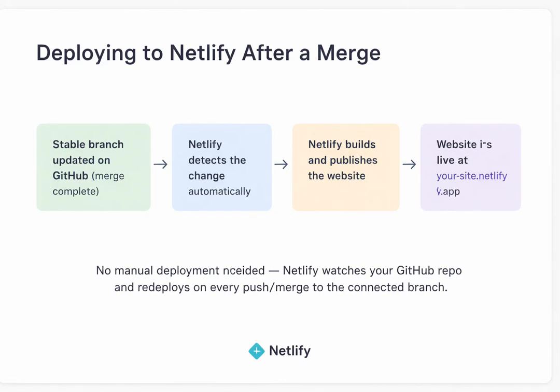Here's where things get really satisfying. Once the merge is complete and the stable branch on GitHub is updated, Netlify, the hosting platform connected to the repository, automatically detects the change. It starts building the new version of the website. This takes a moment, and then it publishes. Just like that, the live website is updated. You don't have to do anything manually. Netlify watches your GitHub repository, and every time the connected branch gets new code, it rebuilds and redeploys. So the full cycle is: developer builds a feature, then it gets merged into stable, and the website updates automatically. That's a real professional deployment pipeline.